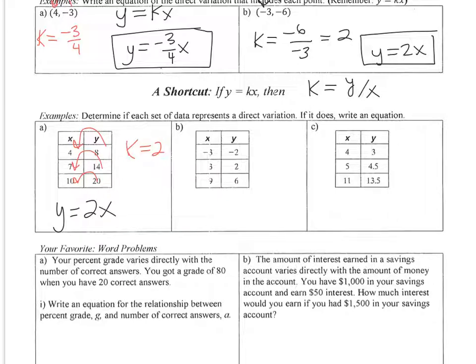Now check B. Is -2 divided by -3 the same thing as 2/3, the same thing as 6/9? When you divide all of these, you get 2/3. So k is equal to 2/3, and your equation is going to be y equals 2/3 x.